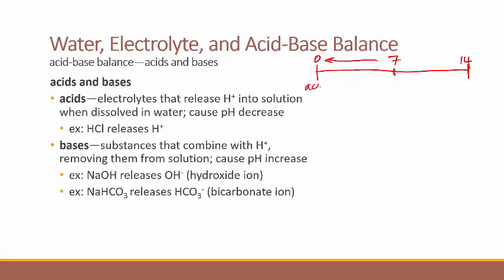So we get to a smaller number as we increase the concentration of hydrogen ions. So acids are materials that drop off hydrogen ions into solution when you dissolve them in water. And so acids cause pH to decrease.